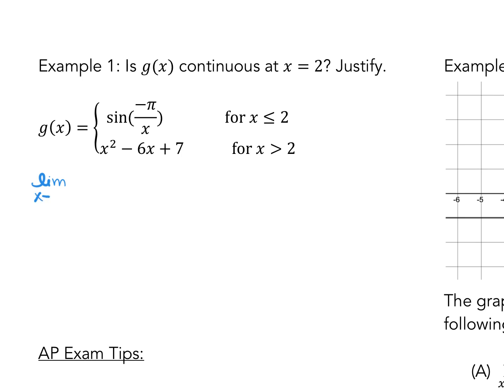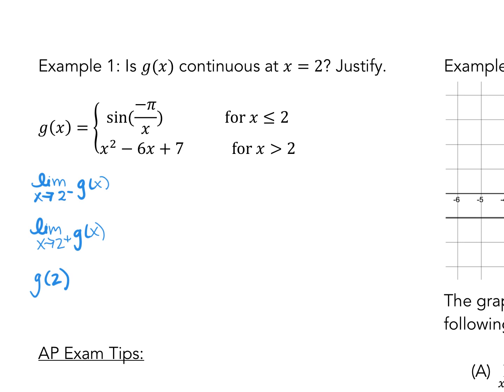We'll be checking the limit as x approaches 2 from the left of g of x. We'll also do 2 from the right of g of x. And then we will do g of 2 itself. So there's a 3-point process to check all three things.